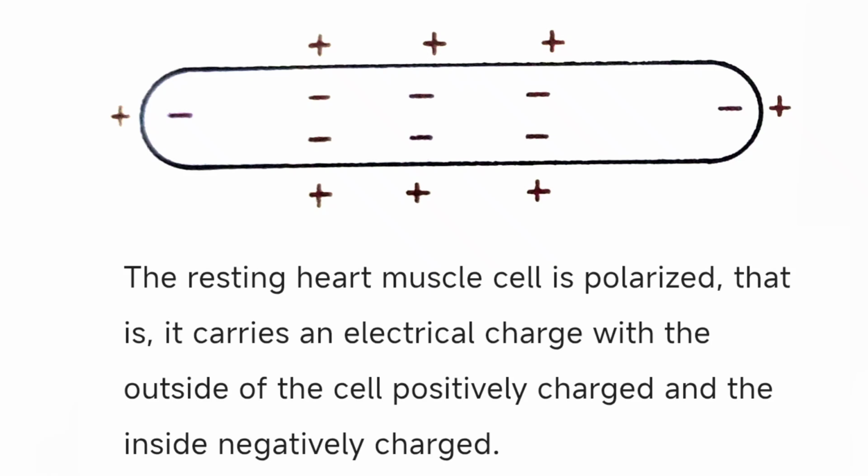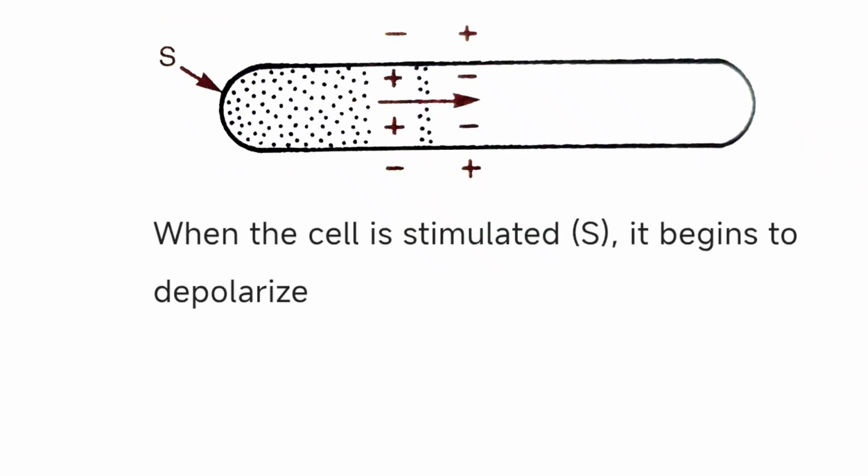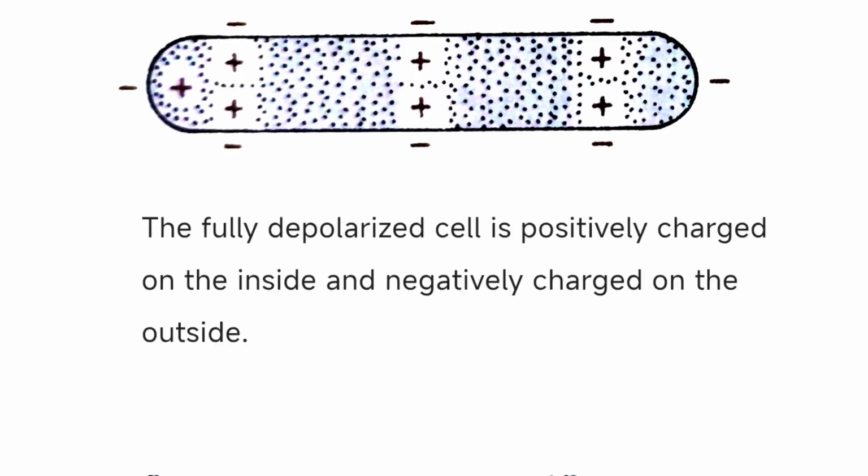It is electrically charged. When a heart muscle cell receives a stimulus, depolarization begins. At the site of stimulation, the outside of the cell becomes negative. The inside of the cell becomes positive. This reverses the normal polarity. Because one part of the cell is depolarized while the rest is still polarized, an electrical current is produced. This current spreads along the cell. This spreading of electrical activity is called depolarization.